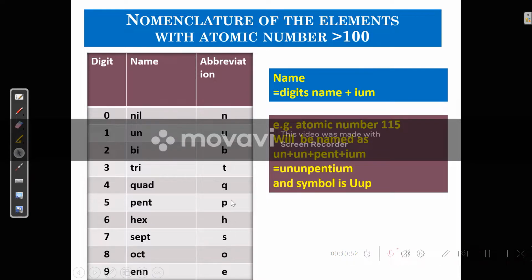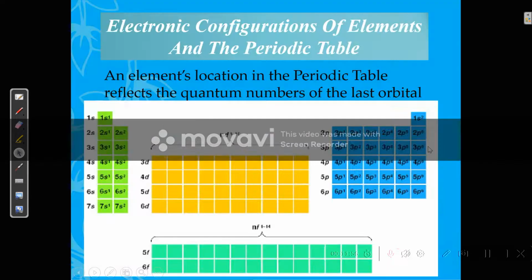Because we have to see that the symbol should also be different. Oct, o. For 9, you would say non, but no, not non, because non would need n, which we have already used. So it is called enn and the symbol is e. For naming you just need to know the names, and for the formula symbol you need to know the abbreviations. So atomic number 115, how will you name it? 1 is un, 5 is pent, so un un pent, and at the end add ium. So the name becomes ununpentium. And what is its symbol? Un gives u, u, p: UUP. So if 115 comes in the exam, you can easily write the name of atomic number 115 and its symbol: ununpentium, UUP. Moving to the next.